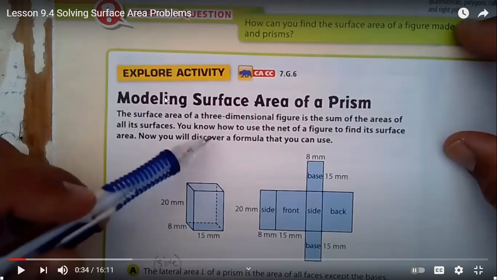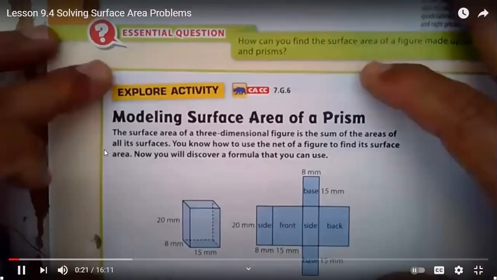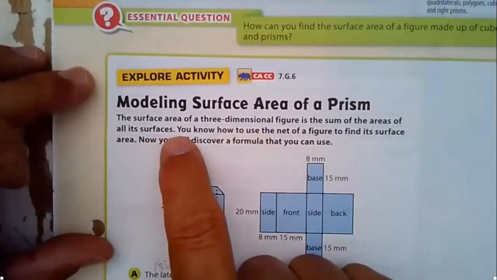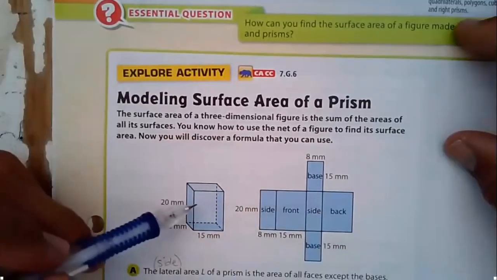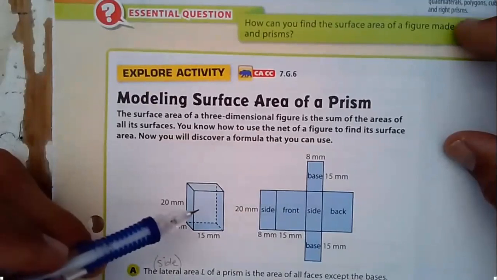He said, please listen again. A prism. The surface area of a three-dimensional figure is the sum of the areas of its surfaces. So we're talking about the surface of this figure. We're not talking about what's inside, which is the volume of the figure, just the surface area.